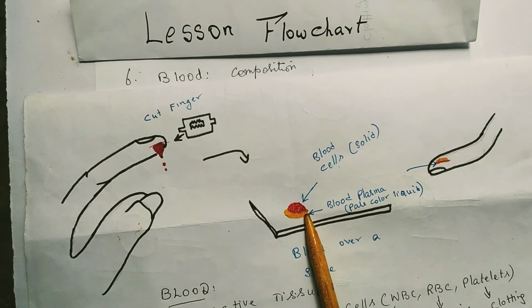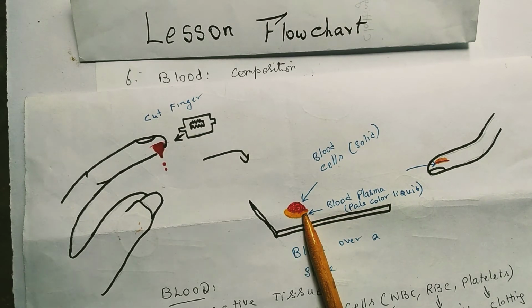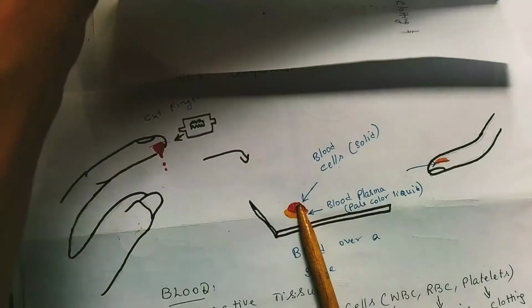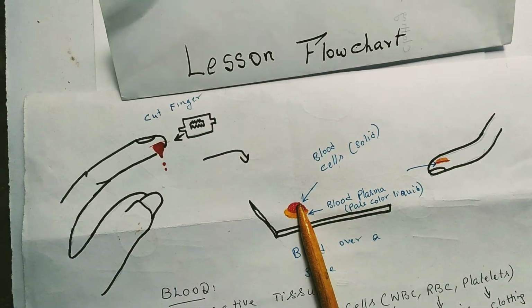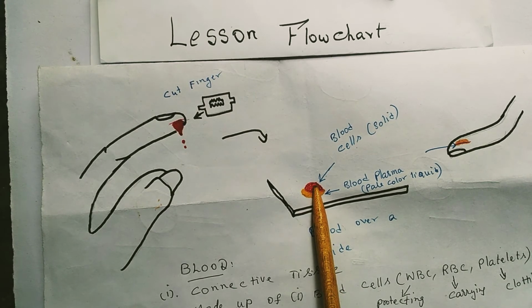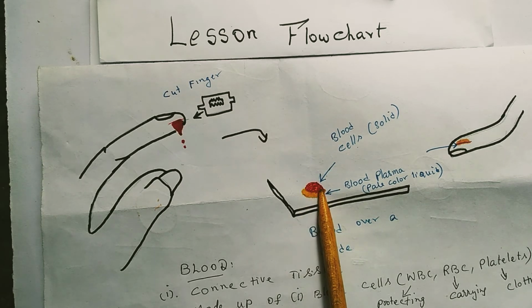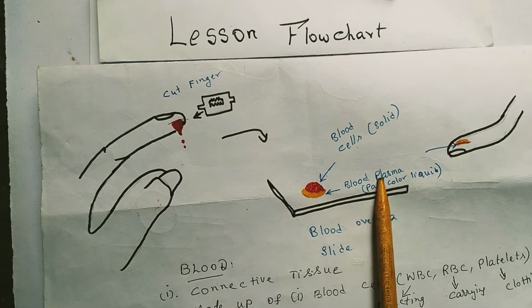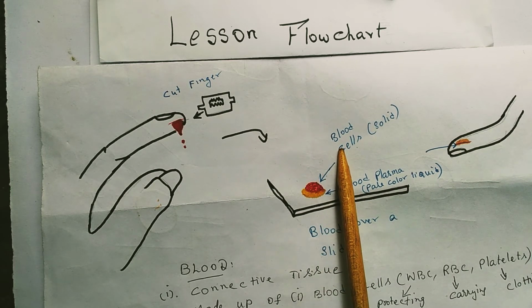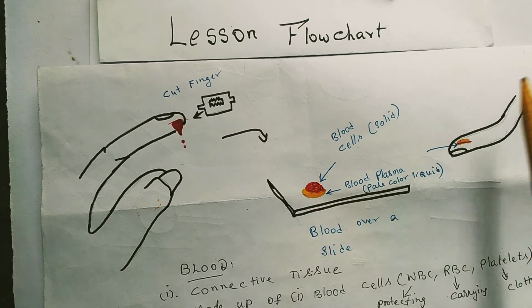And then after some time you leave the blood as it is. Then you come back after some time, and you'll see that some part of the blood has become solidified. Let's say this area which is red in color becomes solid, whereas the other part is still liquid. This liquid part is called the blood plasma, and this solid part is called the blood cells. So the blood consists of 2 main components, the blood cells and the blood plasma.